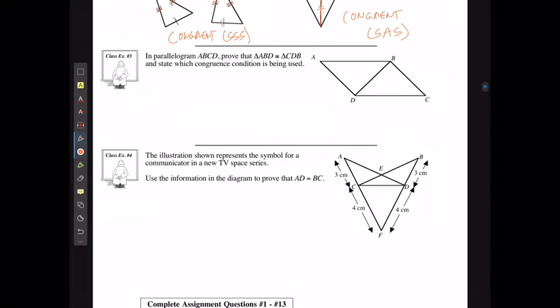In this parallelogram, we're going to try and prove that this triangle, ABD, is congruent to this triangle, CDB. Well, we're going to start by stating the things that we know for certain.